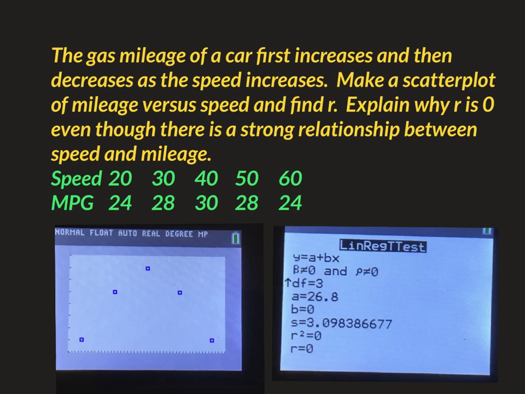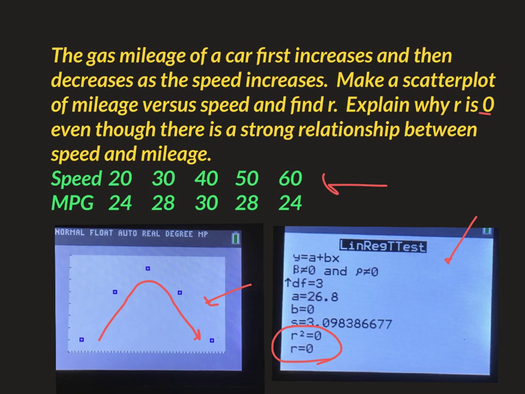Okay, so there's the data they gave me. I went and graphed it, punched it in my calculator. There's the picture of the graph I got. So there's definitely a relationship, but it's obviously not a line. You can tell it's almost like a parabola shape. So I went to my linreg t-test and found my R. Look what my R is down there. R is 0, just like they said in the problem, which means there's no linear relationship whatsoever.